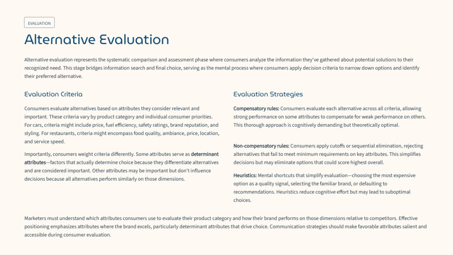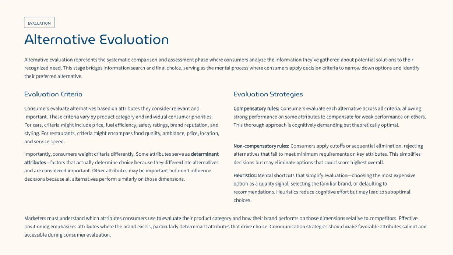When consumers evaluate alternatives, they look at what they consider relevant and important. These criteria will vary depending on the product category and individual preferences. For example, when buying a car, consumers might focus on price, fuel efficiency, safety ratings, brand reputation, and styling. For a restaurant, criteria could include food quality, ambience, price, location, and service speed.